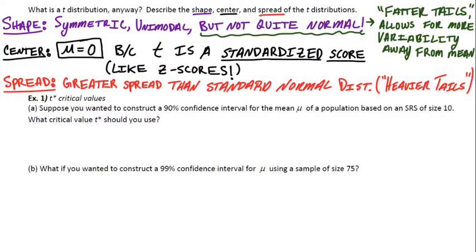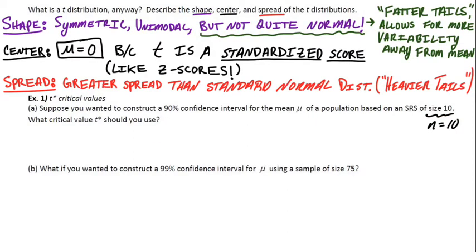Okay, so let's see if we can get one of these t-star critical values in the first example here. It says, suppose you wanted to construct a 90% confidence interval. You're going to try to capture the true mean mu of a population based on an SRS of size 10. So our sample size is 10. What critical value, t-star, should you use?